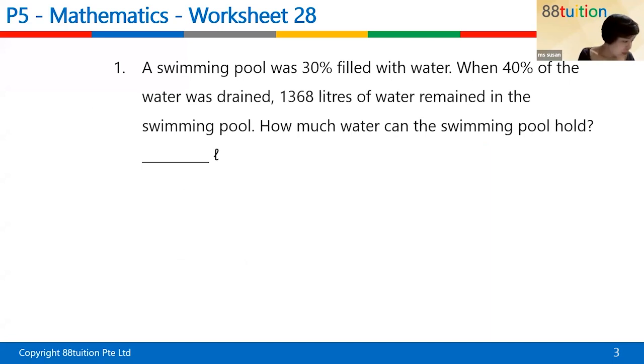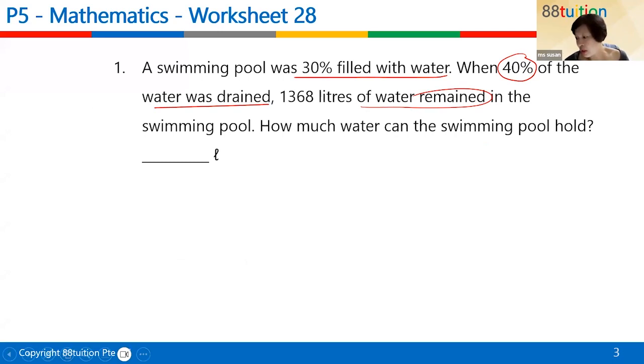Okay, first question is about the swimming pool, 30% filled up with water. And 40% of the water is being drained, and so much of the water remains. If you were to do this in terms of a model, you can do a model, you can do branching, whatever is okay.